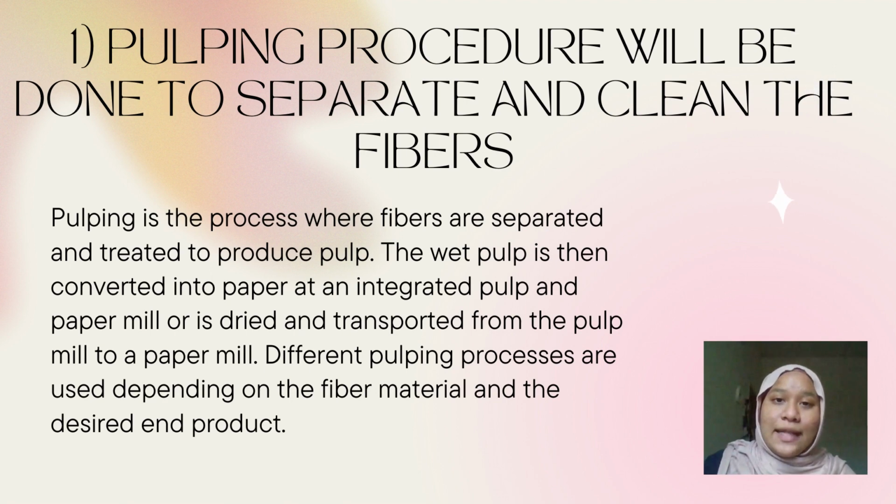Firstly, pulping is done to separate and clean the fibers of the wood. Pulping is a process where fibers are separated and treated to produce pulp. The wet pulp is then converted into paper at an integrated pulp and paper mill, or is dried and transported from the pulp mill to a paper mill. Different pulping processes are used depending on the fiber material and the desired end product.